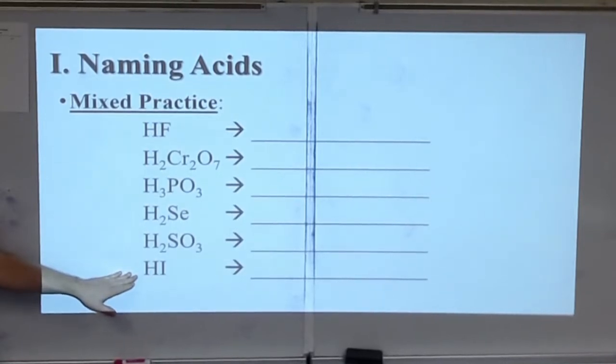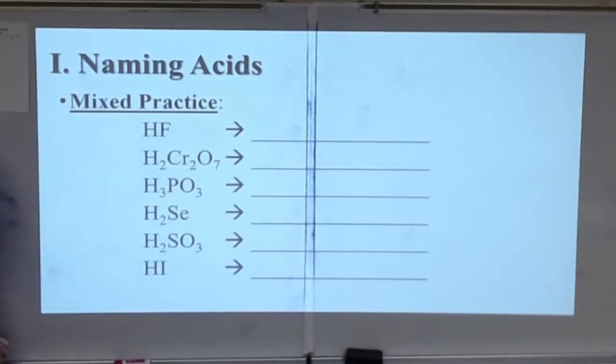Okay, you two in the back. Come on, help me out. Hydroiodic. Good? What was the second one? Dichromic acid. Because it's dichromate.